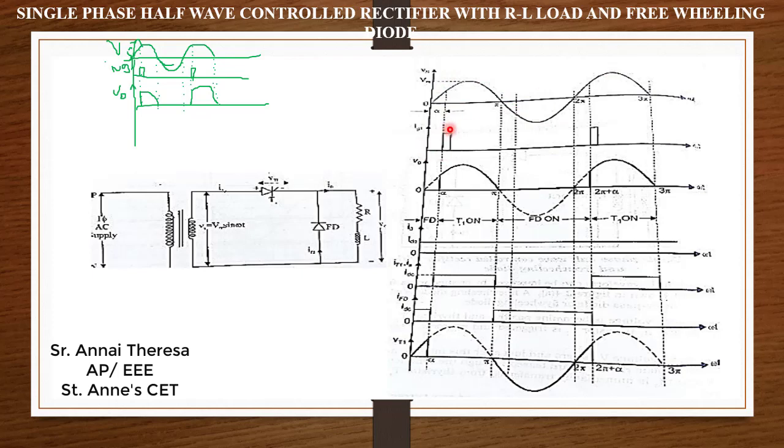We give the firing pulse at angle alpha. At that time there will be output voltage. Before that there is no output voltage. When we give the firing pulse, there is the output voltage which follows the input voltage. What about the current? See here, because of this freewheeling diode, during the positive half cycle this thyristor will be forward biased. With the gate signal it will be conducting, but when it is getting reversed, when the negative half cycle enters, this freewheeling diode will be forward biased.